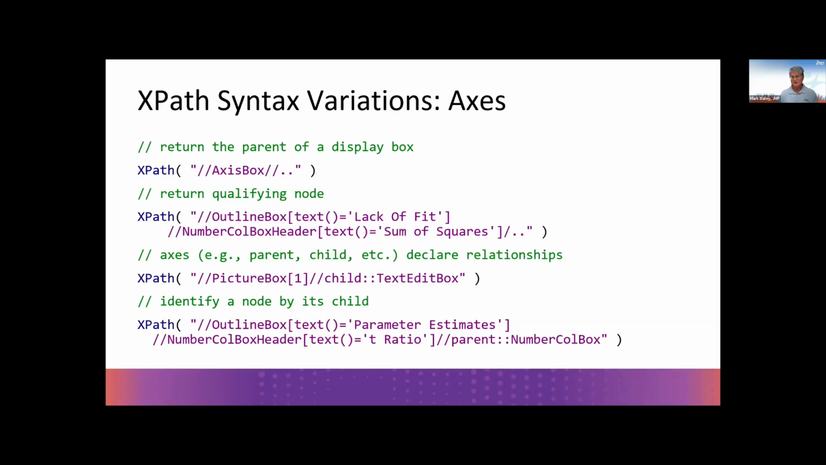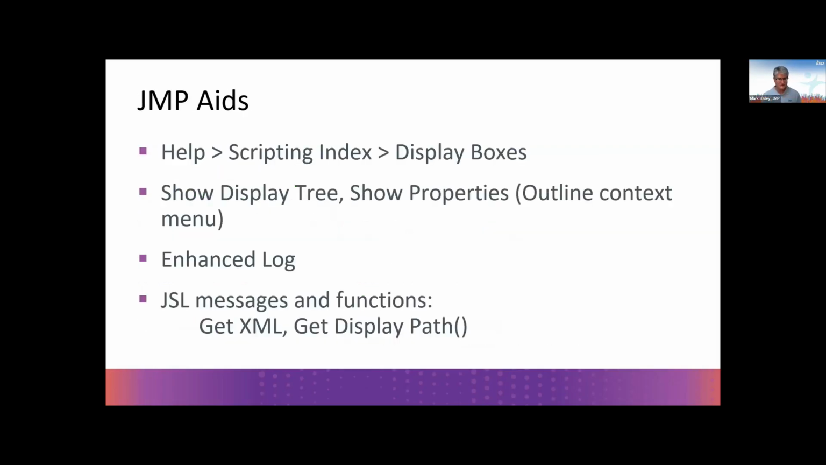Often a simple search string is adequate, but when necessary, you can use predicates and some of these other syntax tools that I mentioned. So JMP has some things to help you. If you go to the help menu and search scripting index, you can change this browser to show you display boxes, and you'll find all the display boxes that are available, all of their associated protocol, and it is searchable.